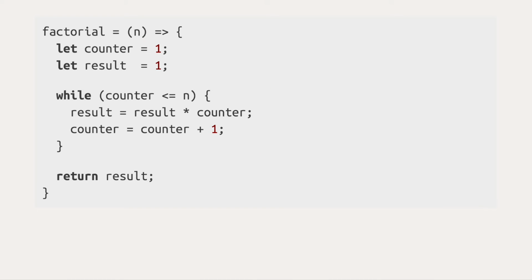The code that is repeated is simple. We change the values of our 2 variables. Running result is multiplied by the counter, and the counter itself is incremented by 1.